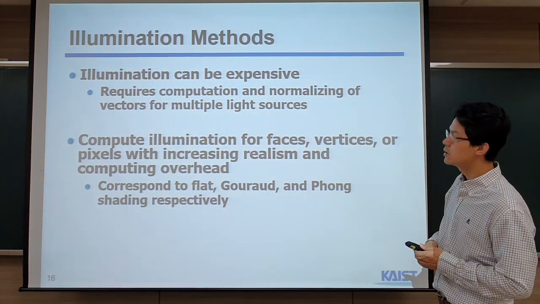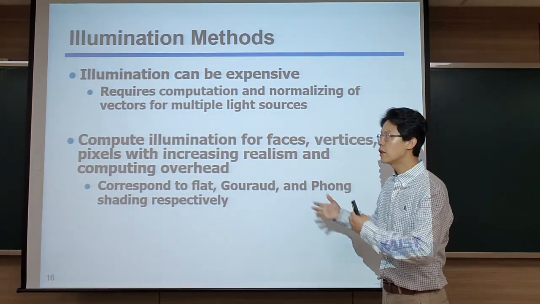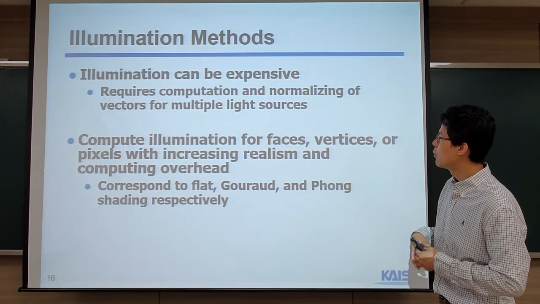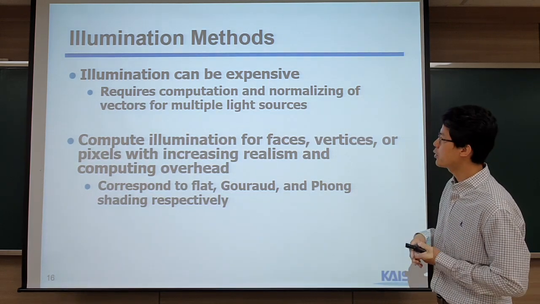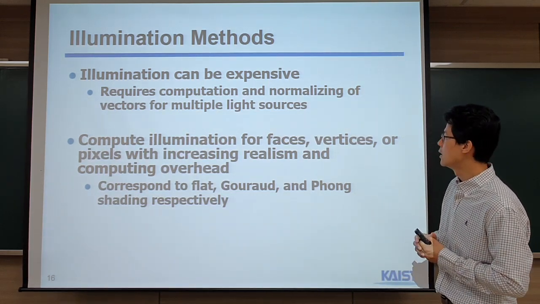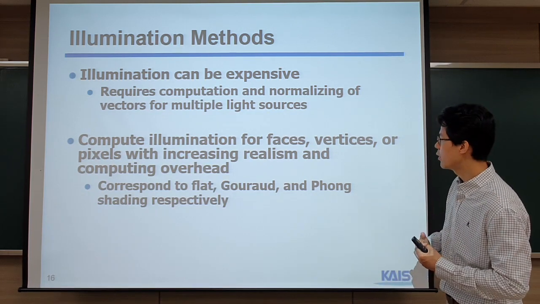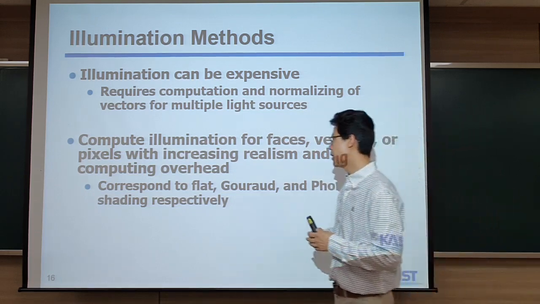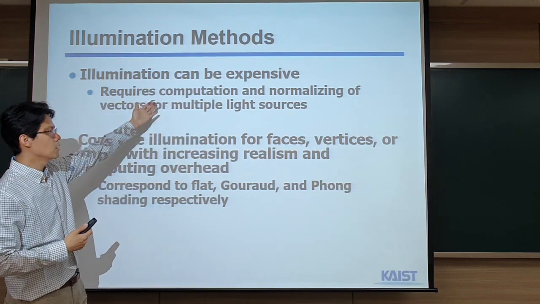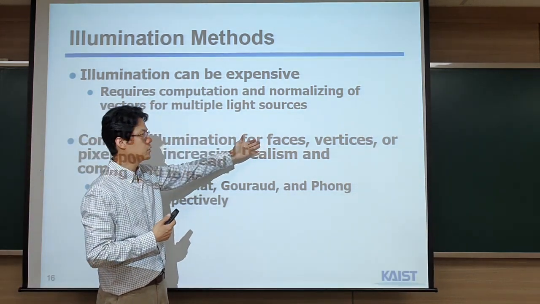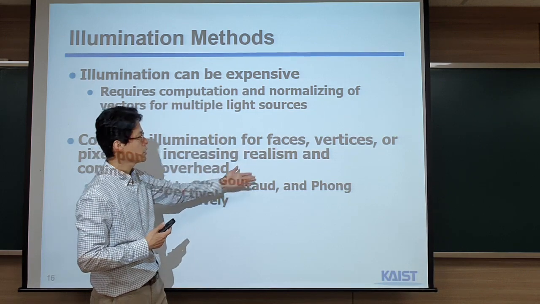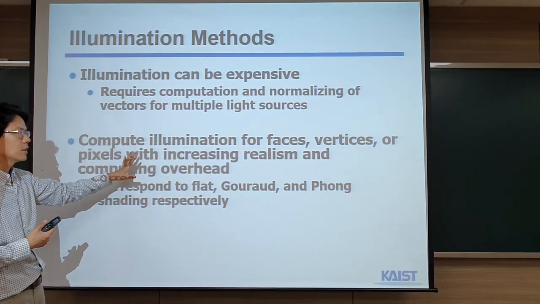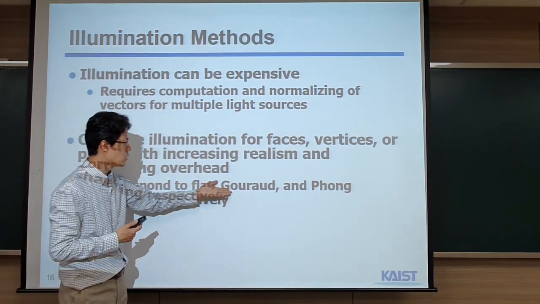Now I'd like to move on to how we can actually evaluate these illuminations. Early on, this illumination can be very expensive, so we wanted to accelerate this process. There are different ways of applying this illumination model. For example, there could be the triangle faces, vertices, and also the pixel, right? Sometimes we only compute this illumination for the faces. Also, we can apply this illumination model for each vertex. And we can even perform this illumination at every pixel. Depending on that, there could be many different shading methods: flat, Gouraud shading, or Phong shading.